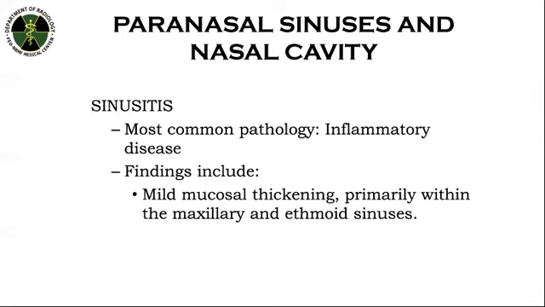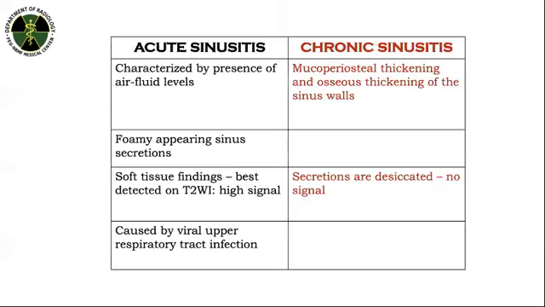Paranasal sinuses and nasal cavity. Sinusitis is the most common pathology. This is an inflammatory disease, and imaging findings include mild mucosal thickening, primarily within the maxillary and ethmoid sinuses. So the most common sinuses that are involved are your maxillary and ethmoid sinuses.